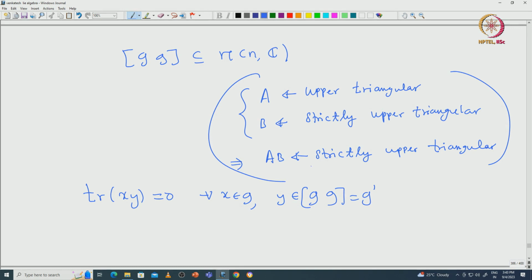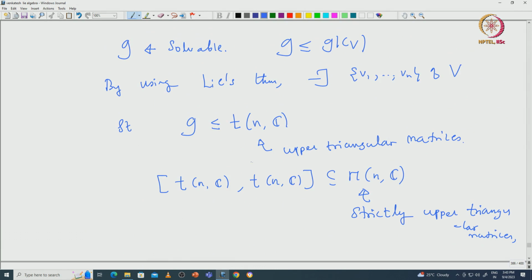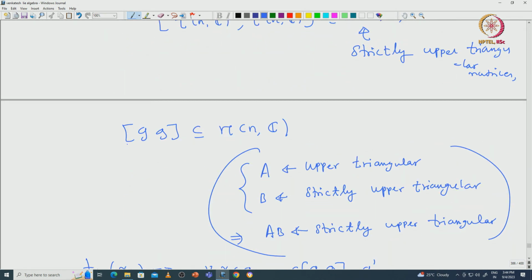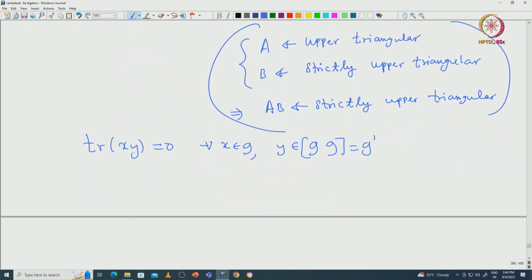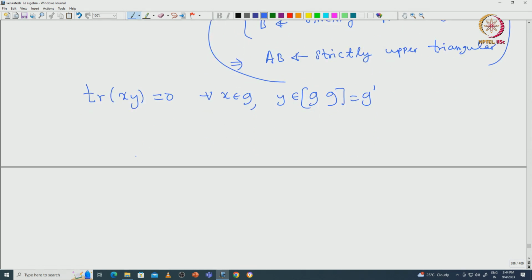So, this is just a direct consequence of Lie's theorem, because there is a basis for G, with respect to which the elements of G are made upper triangular, and in particular the derived algebra elements are made strictly upper triangular. So, if we take the product of those two elements, then the trace must be 0, as the product is a strictly upper triangular matrix. So, this gives us some kind of trace condition to check whether a given Lie algebra is solvable or not. Indeed, we will prove that this is one of the characterizations for solvability.